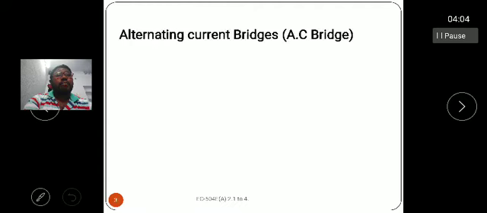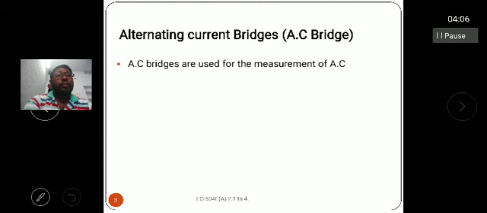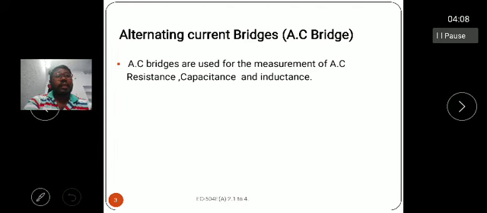Here I am going to explain the AC bridge. I already told that the difference between these two bridges is only with respect to the current flowing through the circuit. If it is alternating current, then the bridge is called an AC bridge. For example, if the current flowing through the circuit in the bridge is DC current, then it is called a DC bridge.